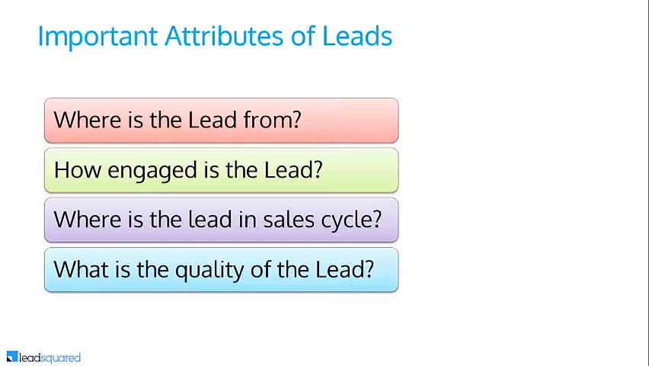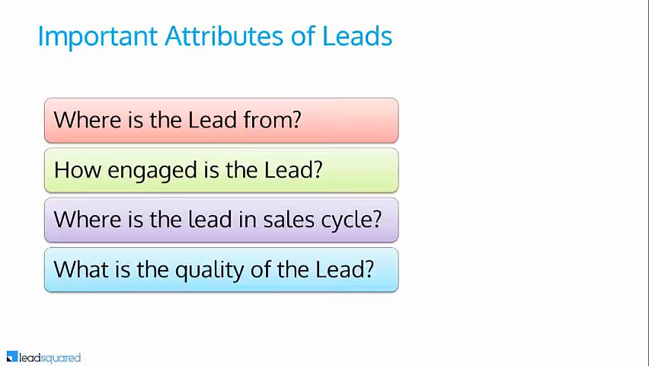So you would want to figure out, as a result of those marketing activities, how engaged are the leads. Then you want to know where the lead is in the sales cycle, whether the lead is just a contact, or a prospect, or a hot lead or opportunity. Based on that, you would plan your marketing activities on a particular lead. Then, what is the quality of the lead?